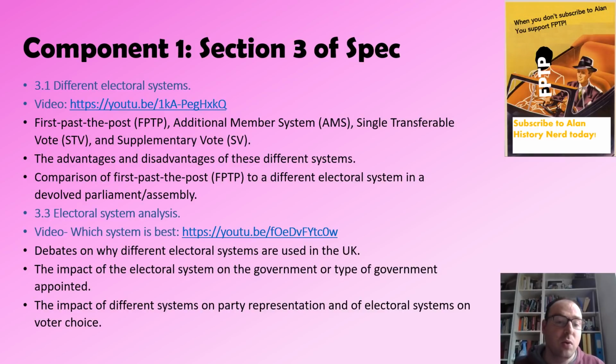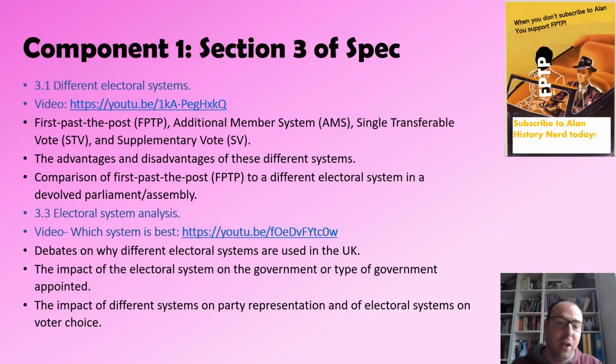So why are they used, the impact that they have, and make sure you split that impact into type of government, party representation, and voter choice. A really good question with, again, three sections about essentially, is this system the best system?